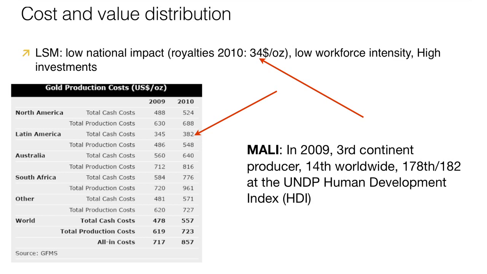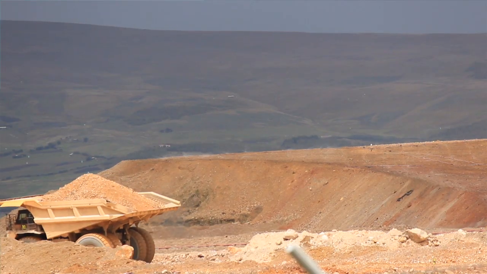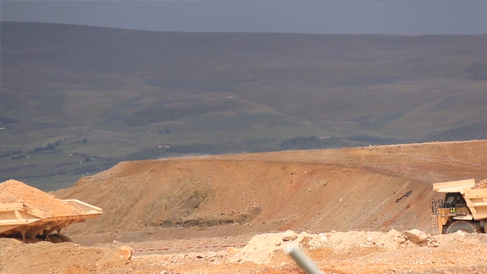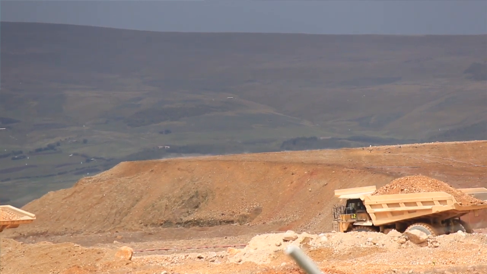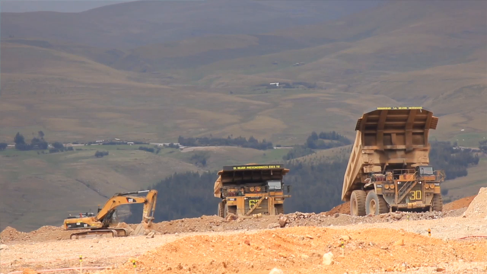And you can see that for a country like Mali. In 2009, Mali, it's the third African player in mining. It's the 14th gold producer worldwide, and it's almost the poorest country in the world. So here you have the proof that industrial mining doesn't impact economically and socially the country where they're mined.